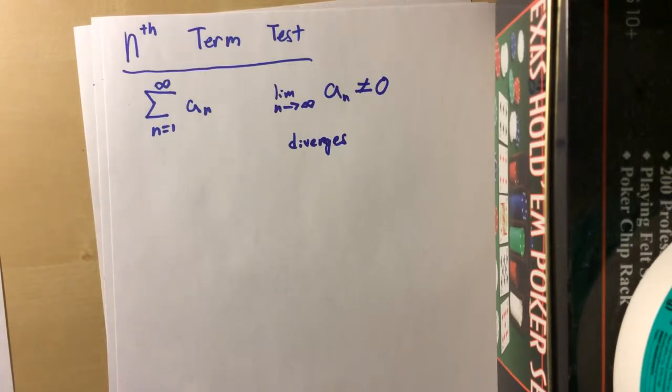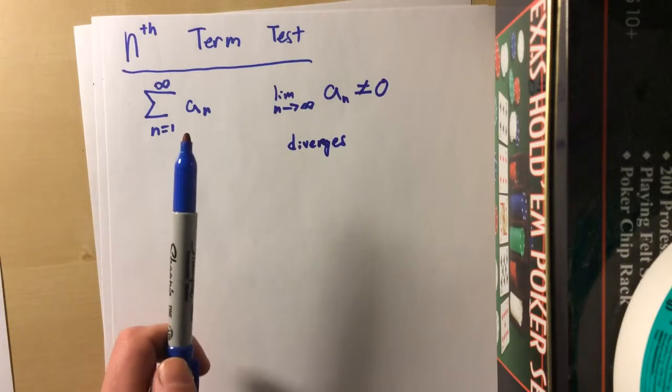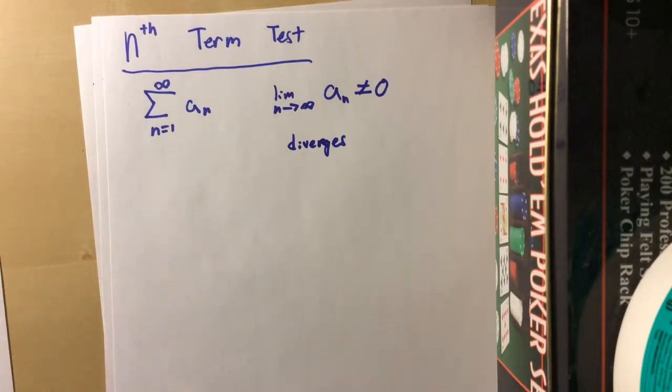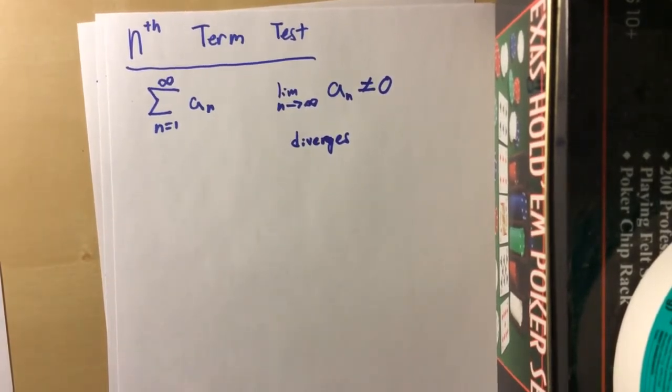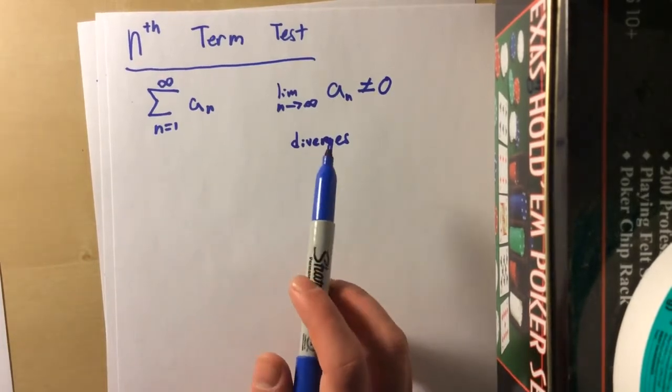So let's think about this conceptually. If we're summing up all these values of a sub n, and the values that we're summing up don't go to 0, we're just summing up more and more and more numbers that aren't 0. So that can't converge. We're just adding more and more numbers, so that's going to go to infinity. So the nth term test can only determine if a series diverges. You can't use it to say that the series converges.